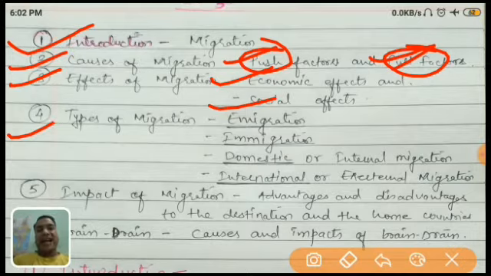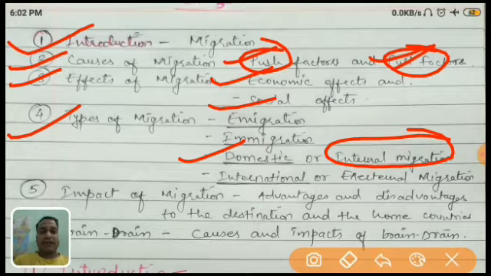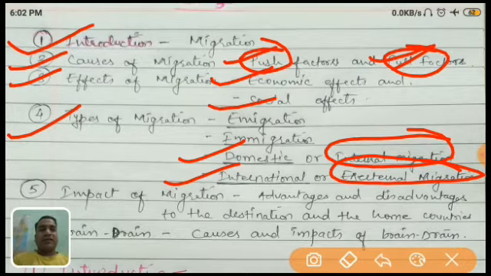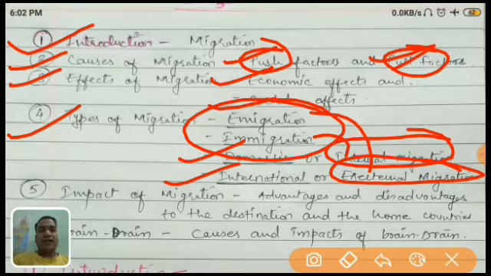Next, types of migration. Basically, there are two types of migration: immigration and emigration. Then here also there are two more. One is domestic, which means on the local level, the internal migration. And the second one is international, from one country to another, called external migration. These are equivalent terms, but basically there are two types of migration: immigration and emigration.